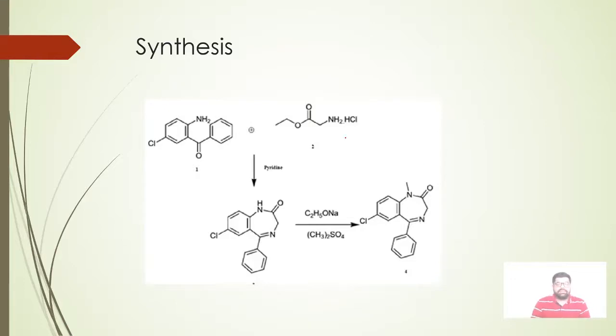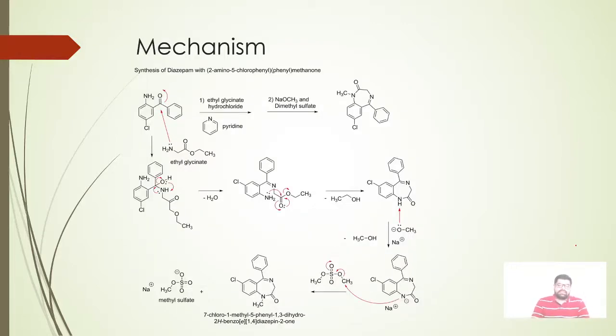We get this benzophenone derivative, or I will say 2-amino 5-chloro benzophenone. When it is treated with the ethyl glycinate, we get this benzodiazepine, and then when we get this compound, we will treat it with sodium acetate and dimethyl sulfate. The reaction with dimethyl sulfate is just the N-methylation of this NH to N-methyl. So DMS is a methylating agent. I have the mechanism for you guys. Let's see the mechanism and stepwise synthesis of diazepam.